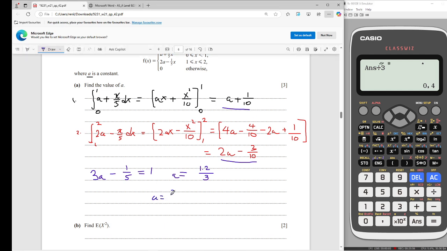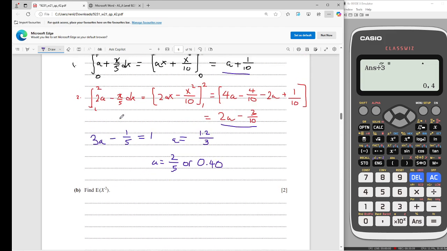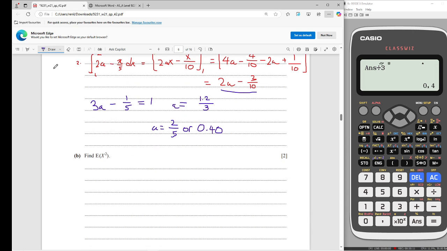Equals 2 by 5. They usually like fractions, but you can put it in decimals if you want. So 0.4. Okay, moving on, find E of X squared. Not going to be too hard. Let's see.